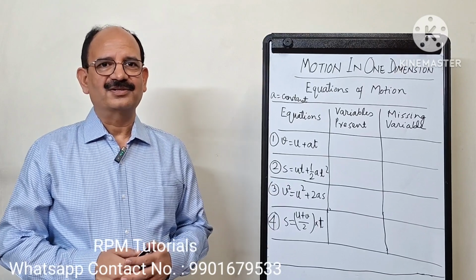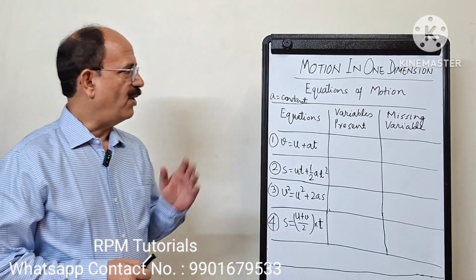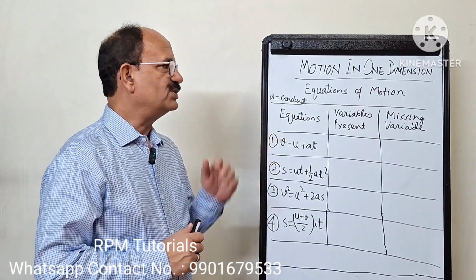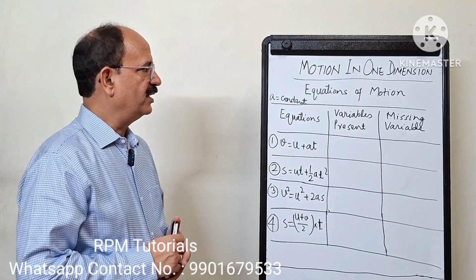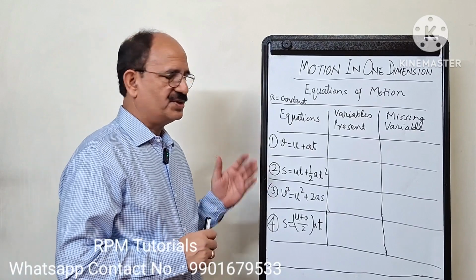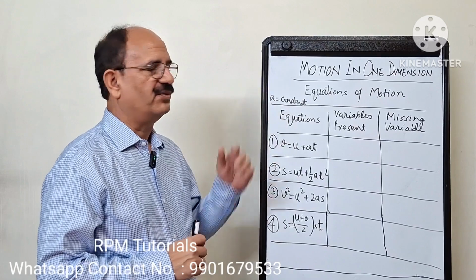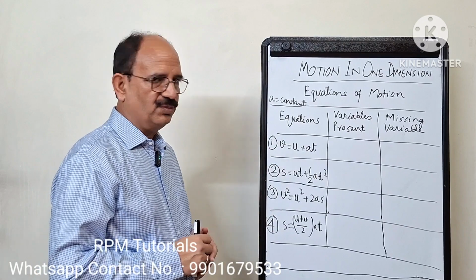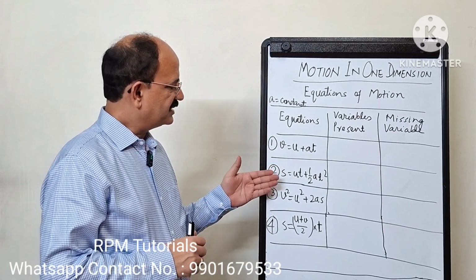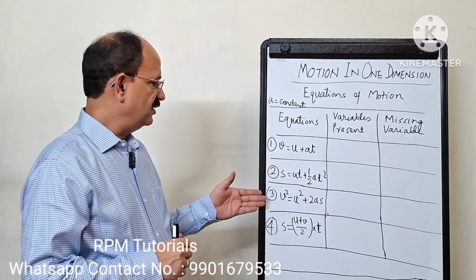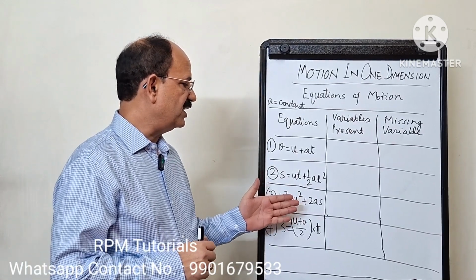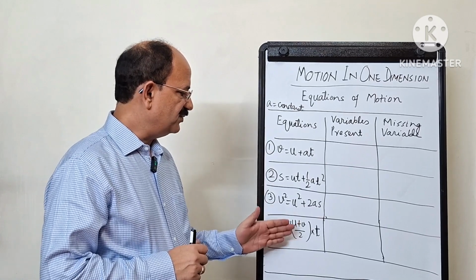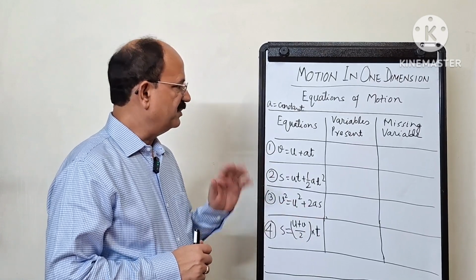Hi everyone. Today I want to talk about one topic in motion in one dimension, and that topic is how to use the correct equations of motion. There are four equations of motion used in motion in one dimension, which are written here also. The first one is v = u + at, the second is s = ut + ½at², the third is v² = u² + 2as, and the fourth one is s = ((u + v)/2) × t.